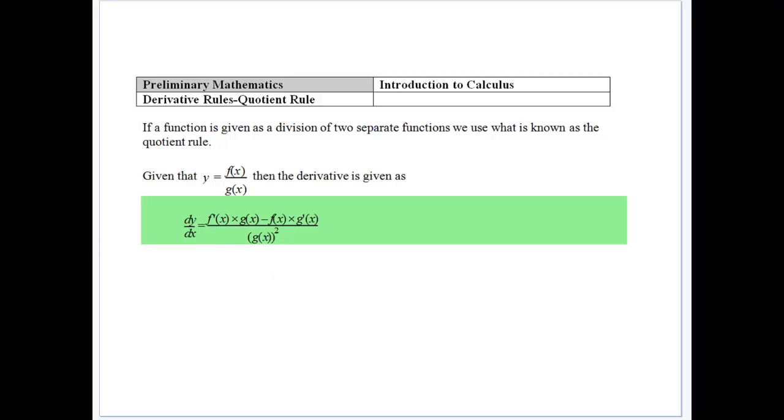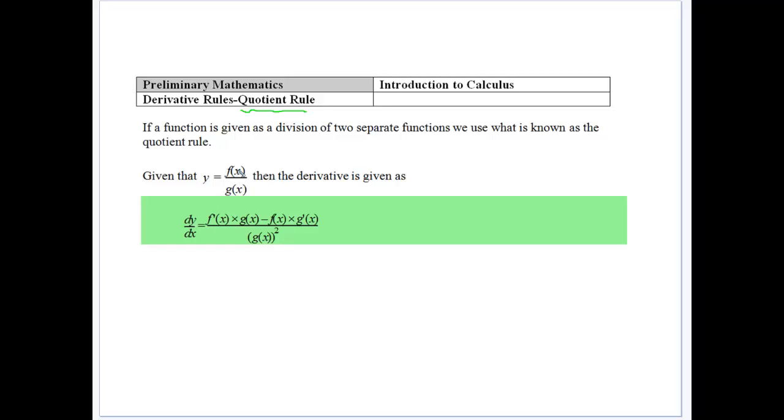Our last rule for derivatives is what we call the quotient rule. So we've done one where we've had brackets to a power. We've had ones where we're multiplying. Now, the quotient rule is obviously something for when we're dividing. So, what's the rule for this one?